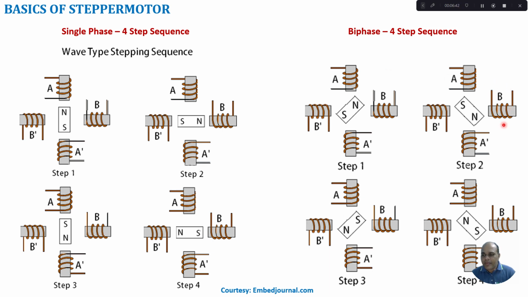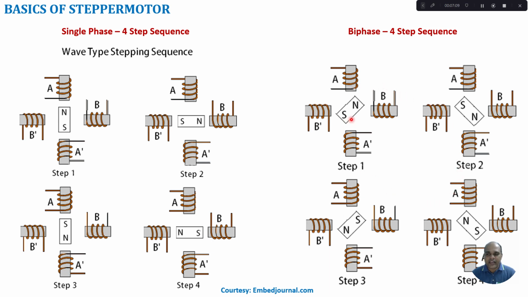Next, coils B and A dash will get excited, and in the same way the rotor will get aligned to that resultant magnetic field. So you can see there is a 90-degree movement from the earlier step to the current step. Next coil A dash and B dash, and then B dash and A. Thereby we take 4 steps to complete a 360-degree rotation. So now this is for the clockwise direction.